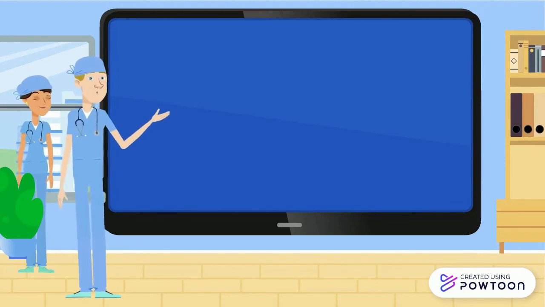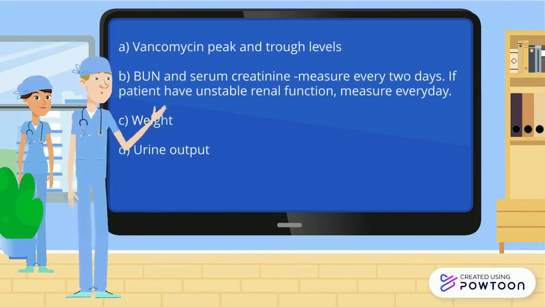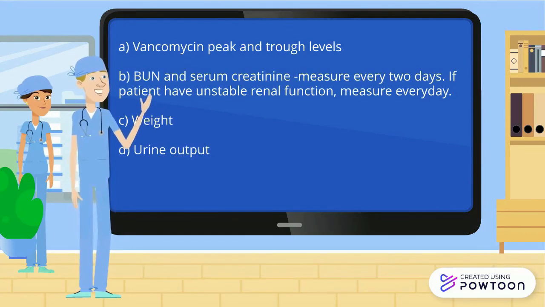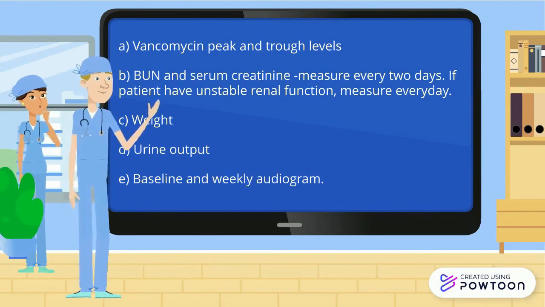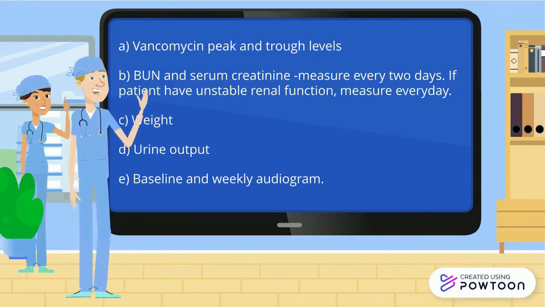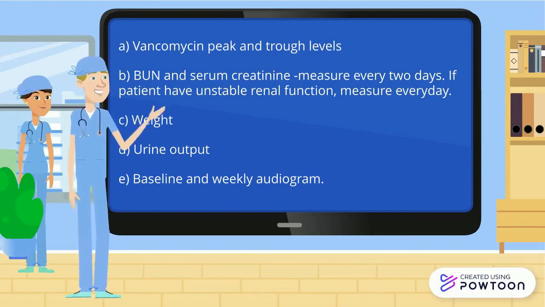Some of the parameters are the continuity from day 1, which include vancomycin peak and trough level monitoring, BUN and serum creatinine monitoring, and also monitoring of patient weight. Some additional monitoring parameters will include the urine output for this patient, which is done by measuring and monitoring urine output of this patient on a daily basis.